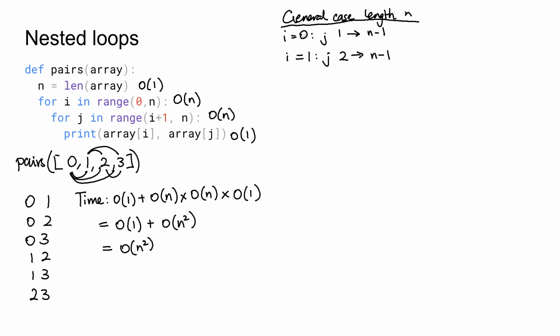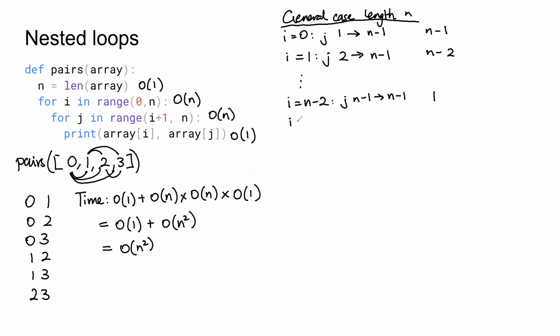Right, so we already have a start. And so when j goes from 1 to n minus 1, well, the print statement executes n minus 1 times. From 2 to n minus 1, well, the print statement executes n minus 2 times. Let's jump right to the end. When i is equal to n minus 2, well, j begins at n minus 1 and goes to n minus 1. So it just executes one time.